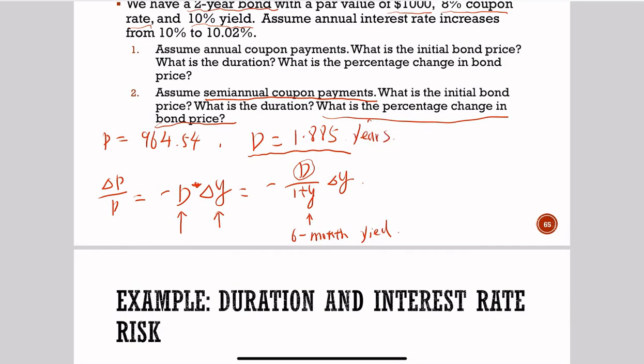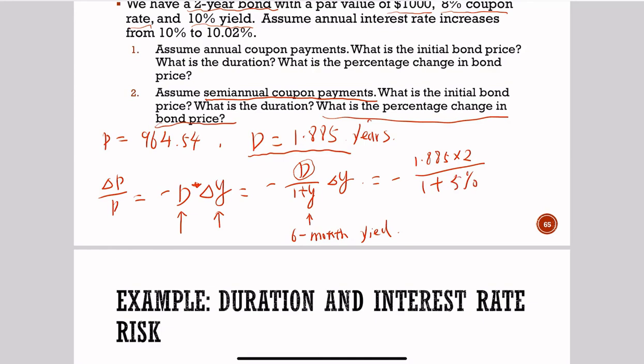However, we are using this 6-month as one period. So we should modify this d as 1.885 times 2, right? So basically it's like you're saying that you have 1.885 times 2 half-year periods, right? And now 1 plus y, which is 5%, right? Because we're using 6-month yield.